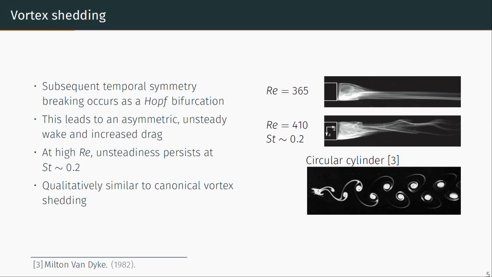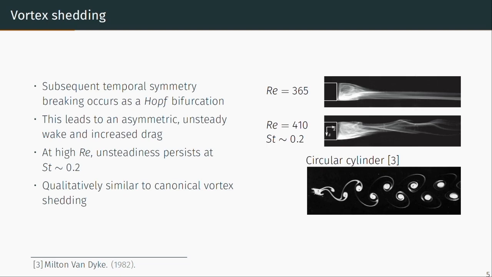The second coherent structure and feature of these three-dimensional wakes I'll discuss is the vortex shedding. After this initial bifurcation that I showed on the previous slide, we have a steady but asymmetric wake. As you increase the Reynolds number further, the flow undergoes a Hopf bifurcation, and we now have an asymmetric but unsteady wake with a characteristic oscillatory frequency at Strouhal number 0.2. This leads to a further increase in the drag relative to what you might expect if the flow remained steady.